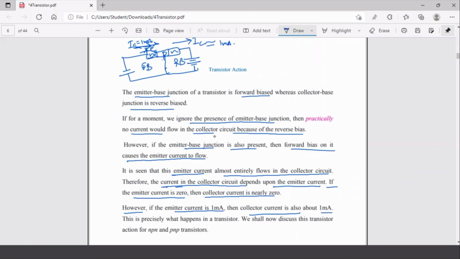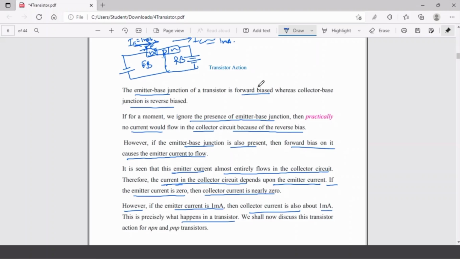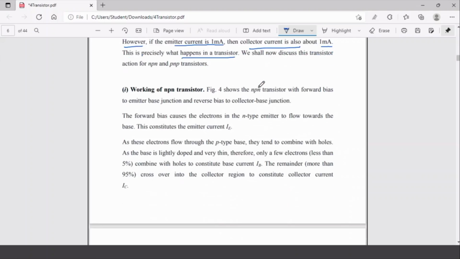5% of that is actually flowing through the base. So this is what actually happens in a transistor. Let us see how it works. So working of an NPN transistor first we'll discuss.